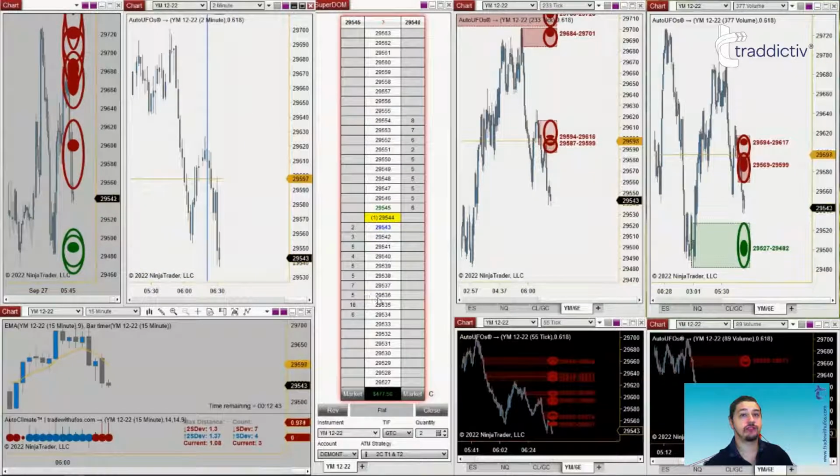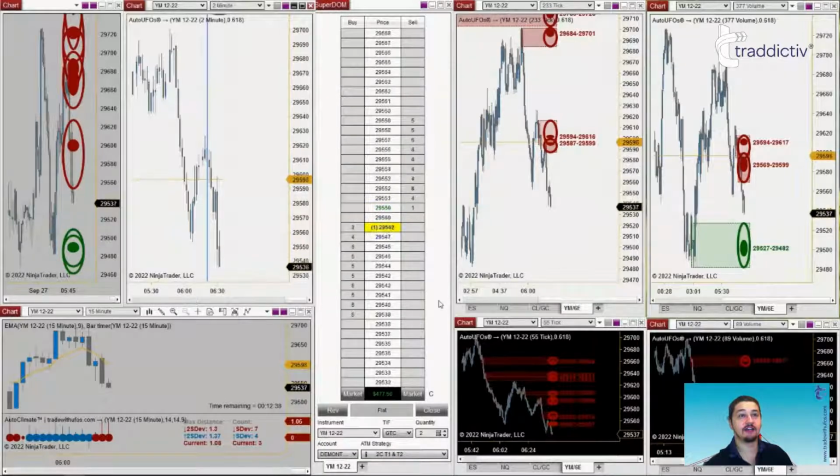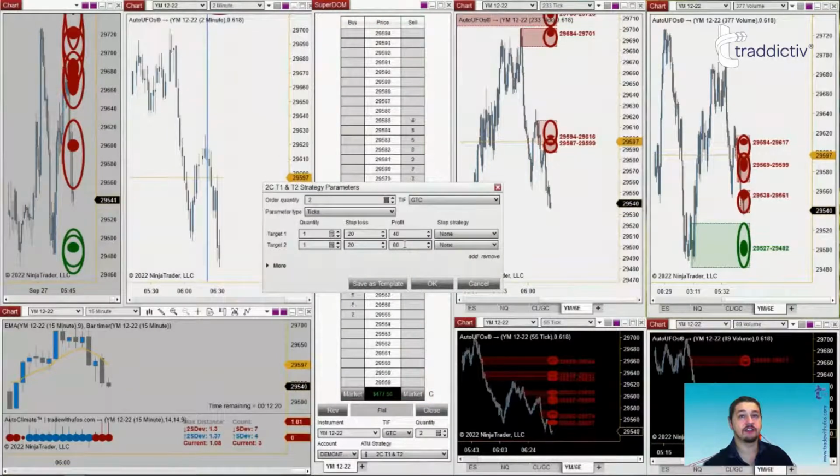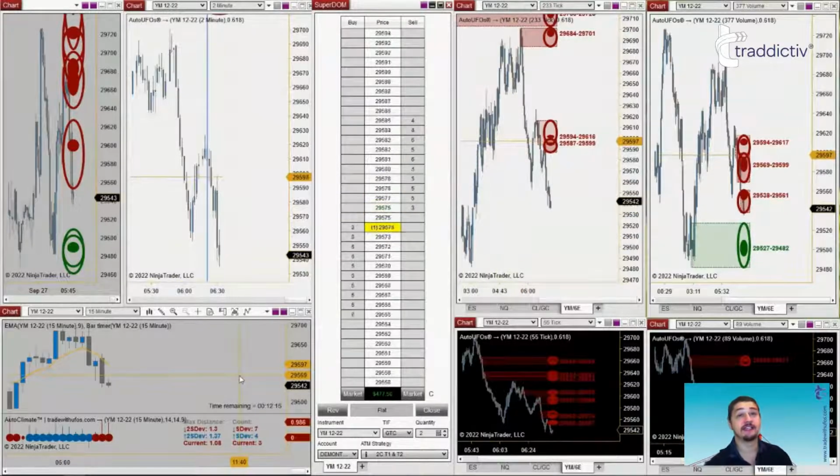And I just realized something. I did not move my T2 to 511 because the T2 was supposed to be right here at this 510 area, this first opposing UFO on the large time frame. But I think I just stuck to what the ATM strategy was. So that's on me. See, that's a mistake. That's an honest mistake.